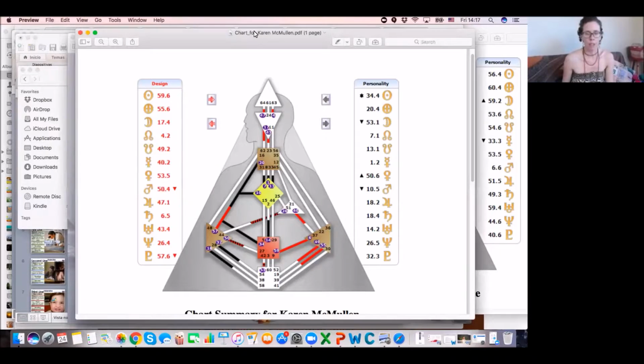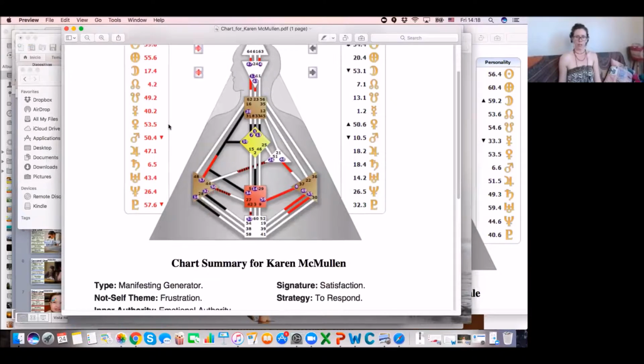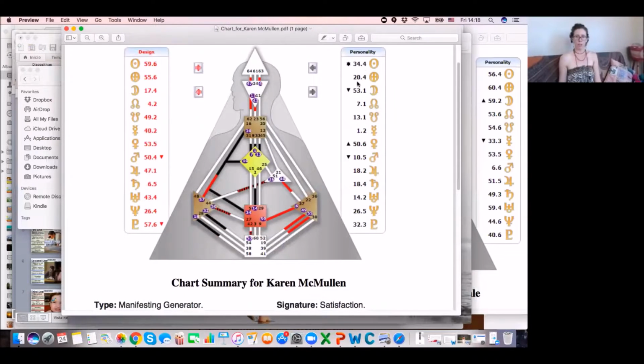Okay, yeah, so here's my chart. One of the things you'll notice is that the top 2 gates on my personality side, the 34.4 and the 20.4, both have a 4. And the top 2 gates on my design side, 59.6 and 55.6, both have a 6. So what that reveals is that my profile is a 4-6. That's where you find profile in the chart.